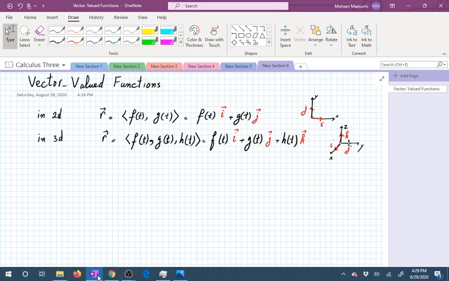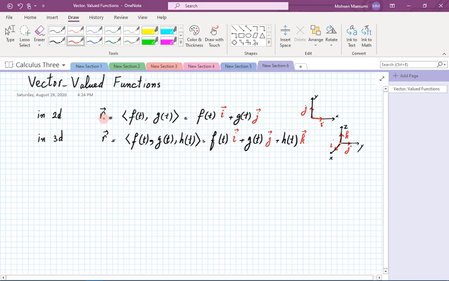Typically, two formats are used to talk about these types of functions. In 2D, we can put the two scalar functions in brackets, and that's going to be a representation of a vector valued function in 2 dimensions. Another style of writing the same thing is to write the x coordinate times i and the y coordinate times j, where i and j are the unit vectors in the x and y axes.